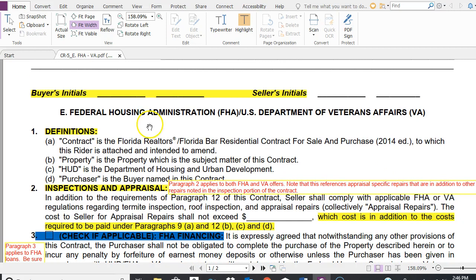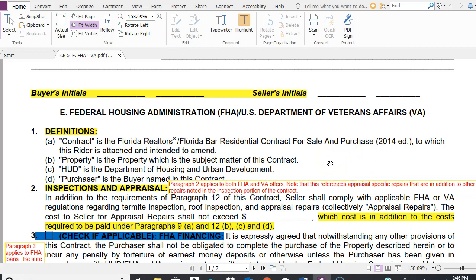Okay, so give some general definitions for both. Paragraphs 1 and 2 deal universally with both FHA and VA, talking about property definitions and so on and so forth. Inspections and appraisal. Note my note here that paragraph 2 applies to both FHA and VA, that this references appraisal specific repairs that are in addition to the repairs noted in the inspection portion of the contract.